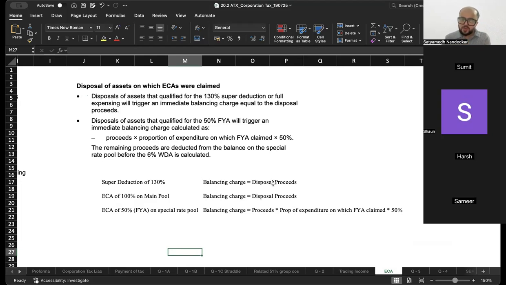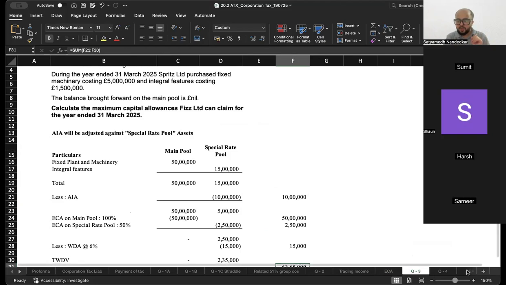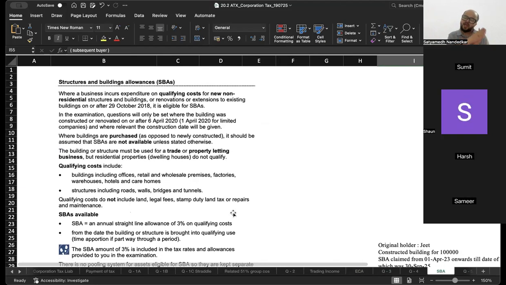Super deduction of 130% was claimed: balancing charge is equal to the disposal proceeds. ECA of 100% on the main pool: balancing charge is 100%, meaning disposal proceeds are equal to the balancing charge, because in your books the TWDV has become 0. But if ECA of 50% FYA is claimed on the special rate pool, the balancing charge is the proceeds into the proportion of expenditure on which FYA was claimed, into 50%. So earlier, out of the total value of the asset, on what value did you claim the ECA? Consider that amount and take 50% of it, and you will get your answer. Like your capital allowance, you have something that is known as the structures and buildings allowance.